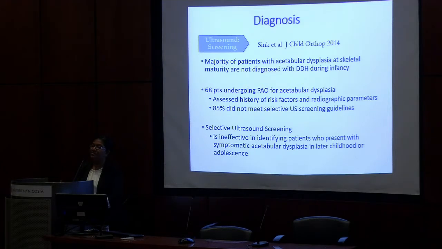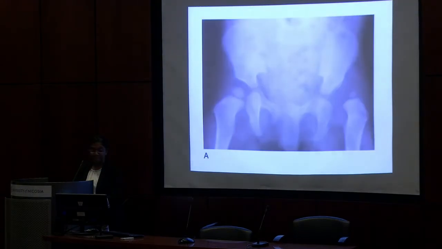And so what they concluded is that our ultrasound screening as it is currently does not really identify those children who might develop dysplasia later on in childhood. And so there's a subset of children that in infancy might have a normal physical exam, might have a normal ultrasound, but go on to develop hip dysplasia.